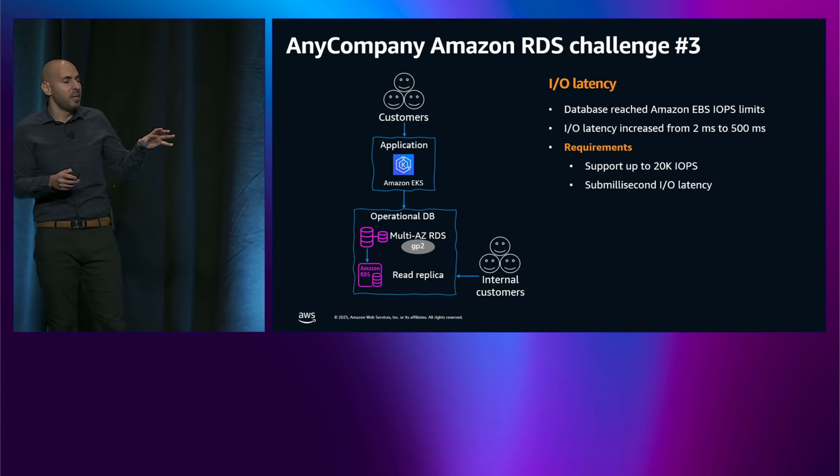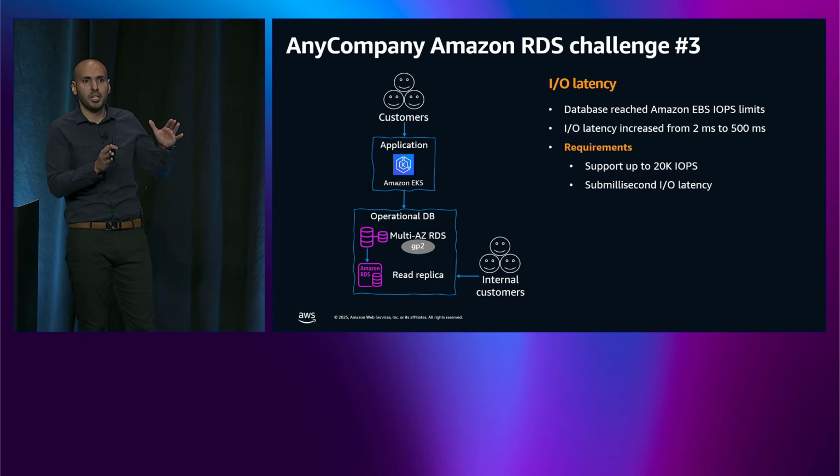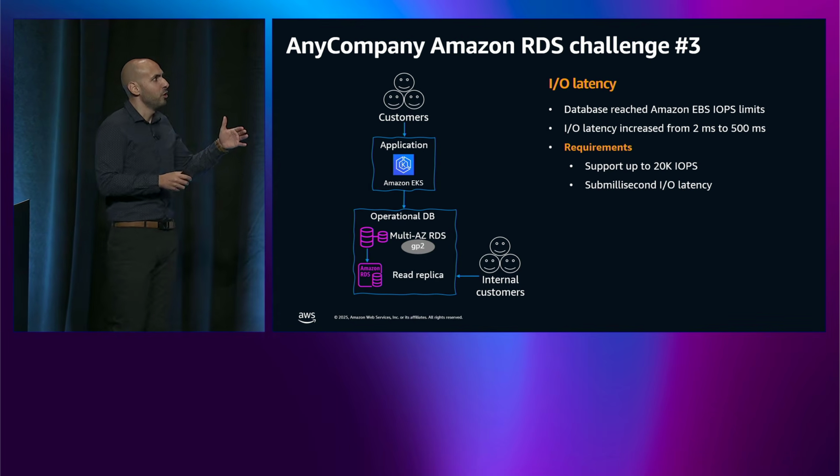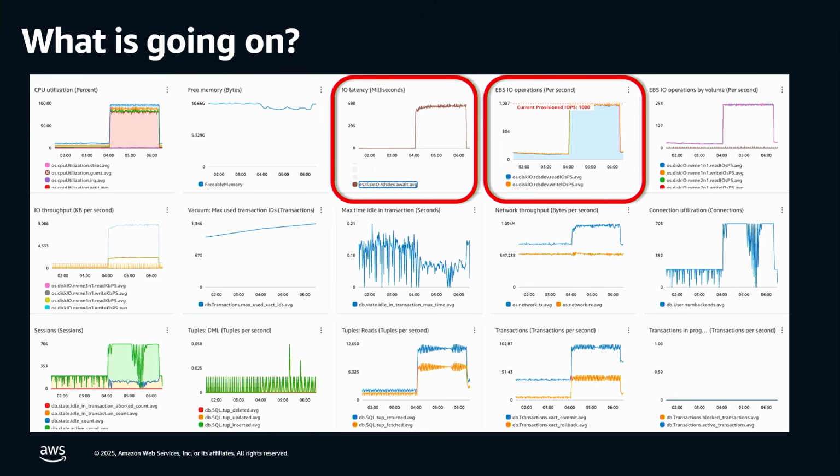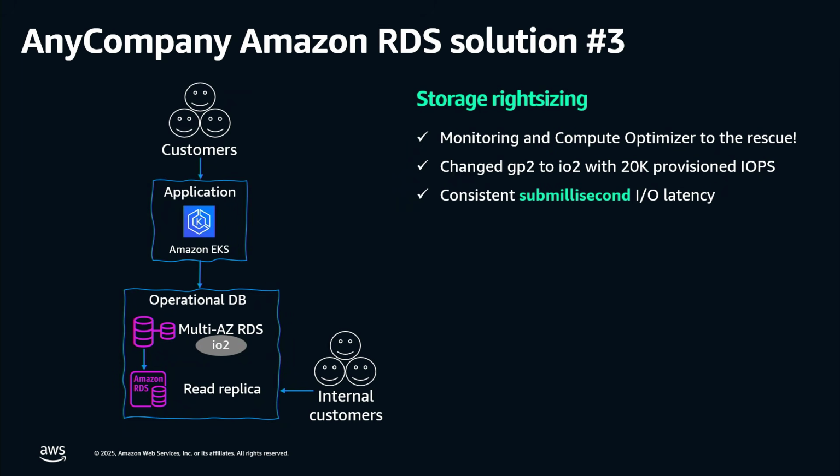The requirement from the company's DevOps team is 2 things. First, we need to support 20K IOPS, and second, we need to support sub-millisecond IO latency. Similar to what we saw earlier, CloudWatch Database Insights was useful to identify the issue. So if we look at the database telemetry, we can clearly identify that there are 2 issues here. First, we see an increase in the number of EBS IOPS, and second, in the IO latency, which spiked to roughly 500 milliseconds. That's a clear indication of a problem we need to address.